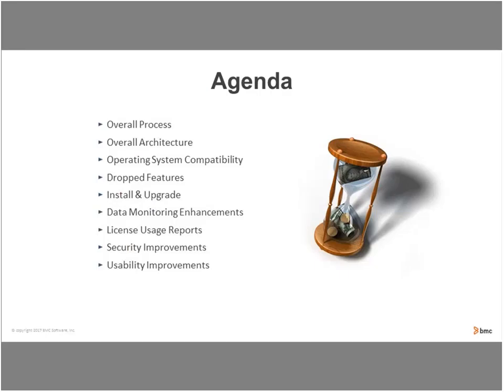Our agenda today, we're going to cover an overall process of installing and implementing the product. We're going to go over the overall architecture. We'll have another session later on that goes into more depth about the architecture and scalability. So this is an overview of the architecture and what's changed, especially with TrueSight 11. Operating system compatibility, we're going to hit on some points with that. We're also going to talk a little bit about some dropped features so that you're aware of features that have been dropped. There's going to be a bit of a discussion about install and upgrade.